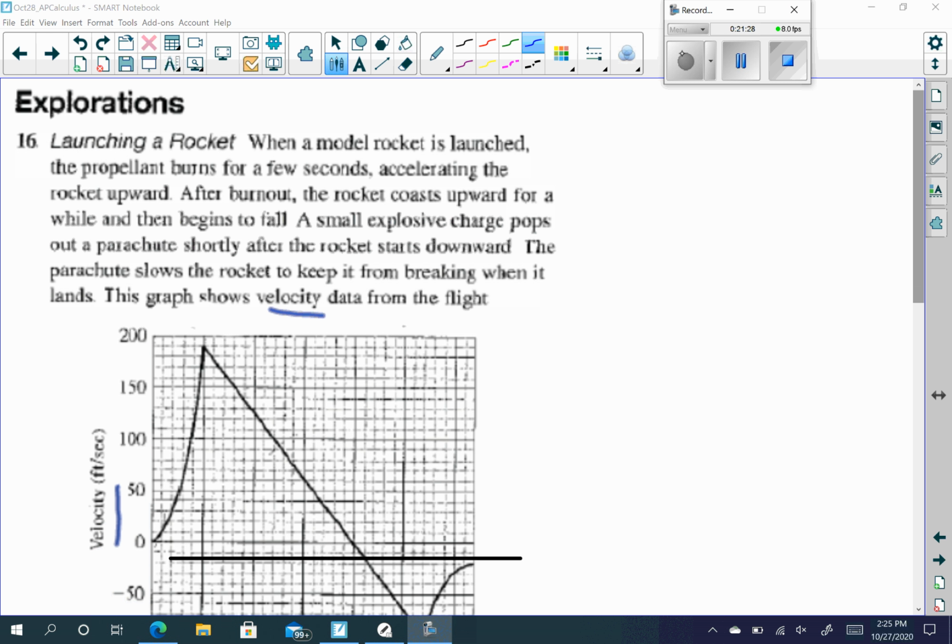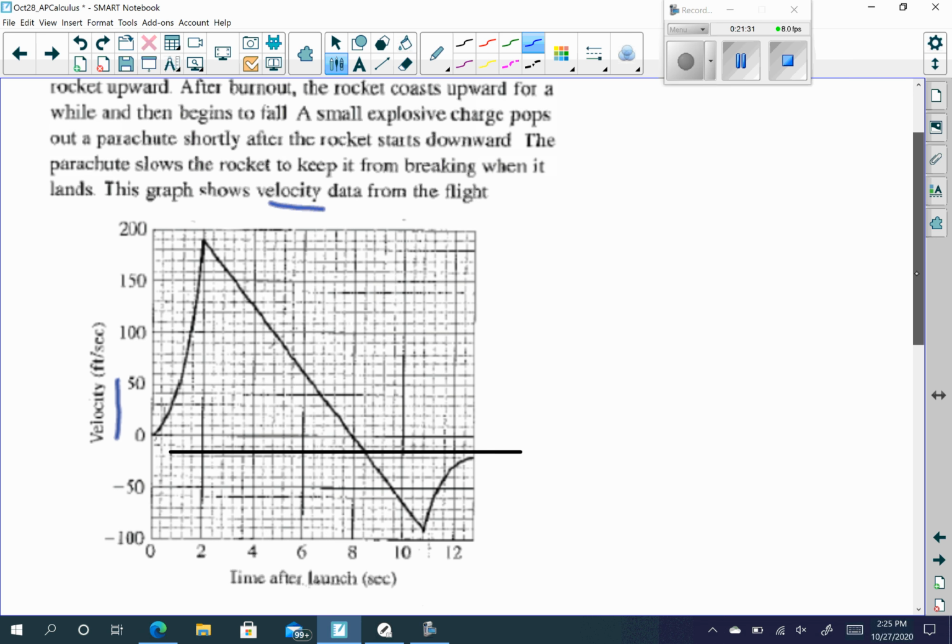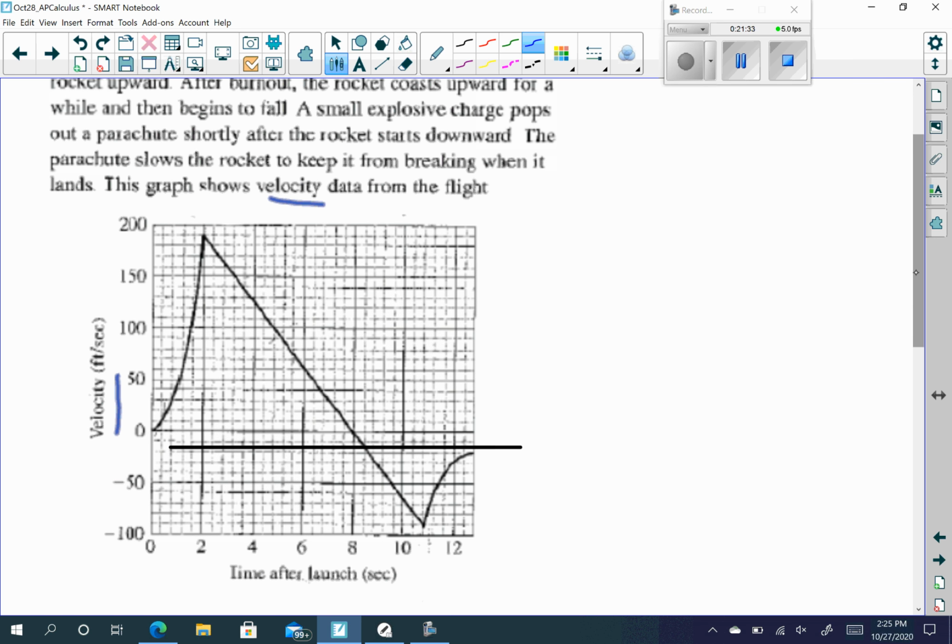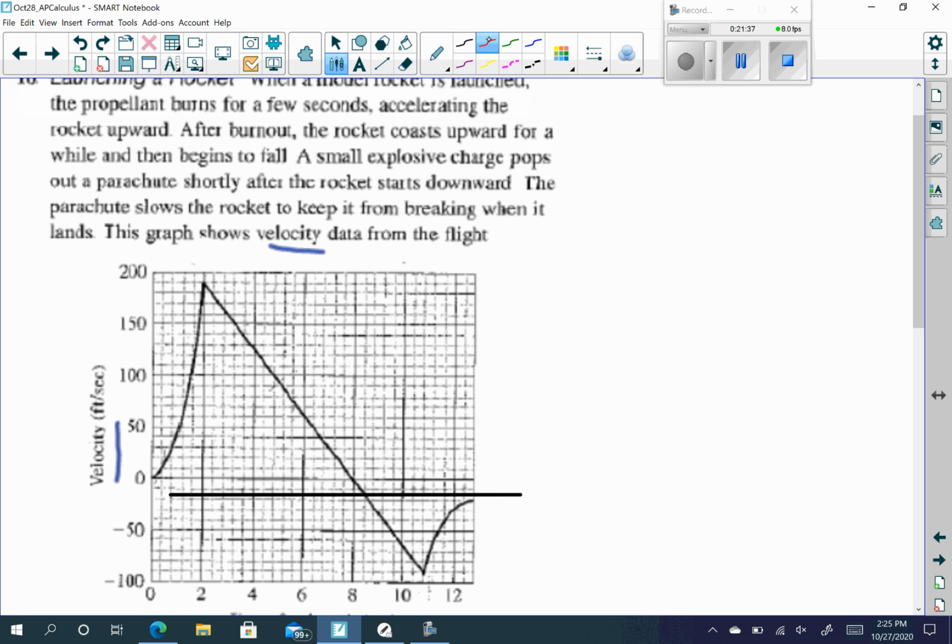This graph shows the velocity data from the flight. Notice the y-axis is labeled as velocity, and then time after launch is the x-axis. So if we track the path that's explained up here in the paragraph, we know this part right here is when it's launched. So the engine is burning right now. What's going to happen at the very top? That's the burnout.